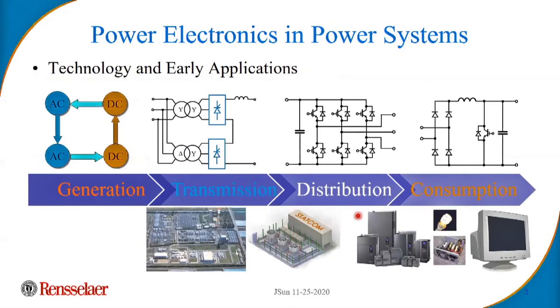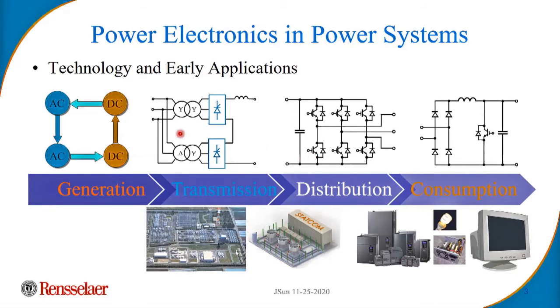So again, this is a simple overview of power electronics in power systems. If we look at up to recent years, those who know power systems know the system can be divided into generation, transmission, distribution, and consumption. These are the four different sectors of the power system, a huge business.